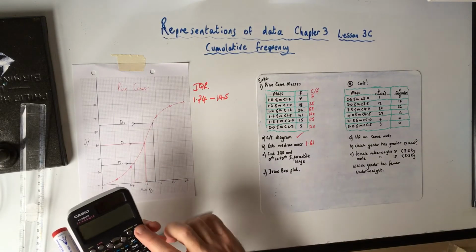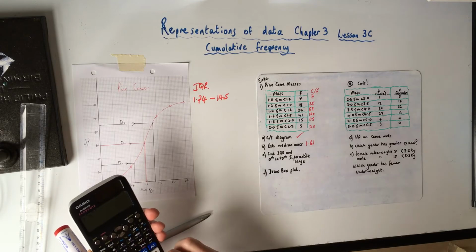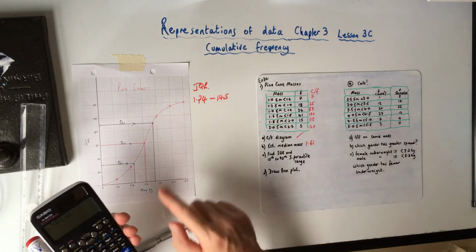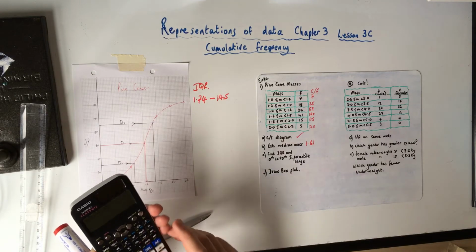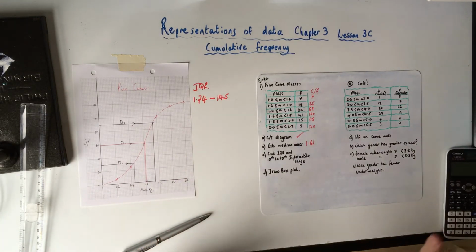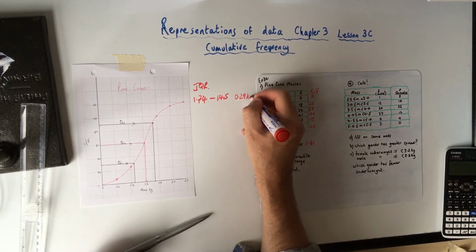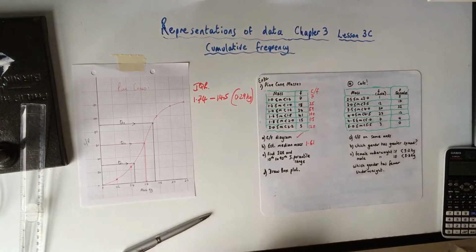So just always check, because you're under exam conditions and you're nervous, 1.45, and double check you've read them off right, and always write it down as 0.29. So the interquartile range is 0.29 kilograms. That means the middle 50% of pine cones are all within 0.29 kilograms of each other.